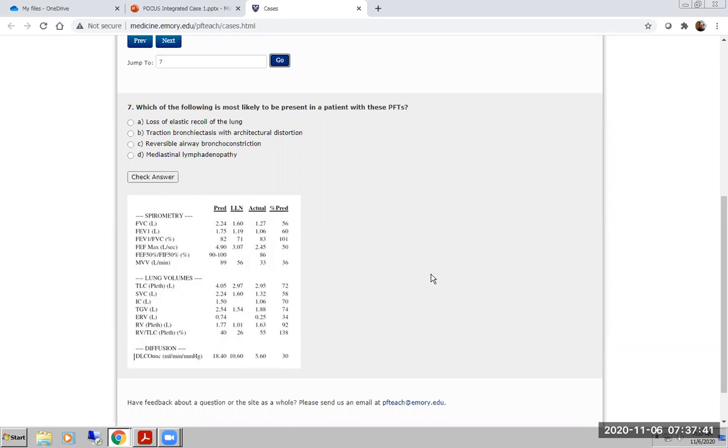Beautiful. Restriction. I guess in theory, is it restricted because of a parenchymal process, or is it restricted because of an extrathoracic process? Well, the DLCO helps us with that. So it is a parenchymal process. Now let's go back up here, and you need to know which of these are associated with a restrictive parenchymal process.